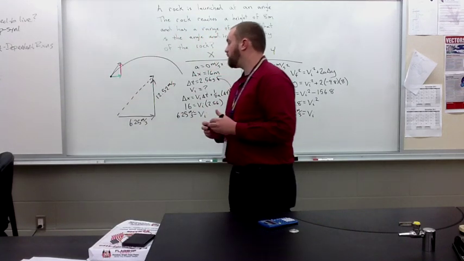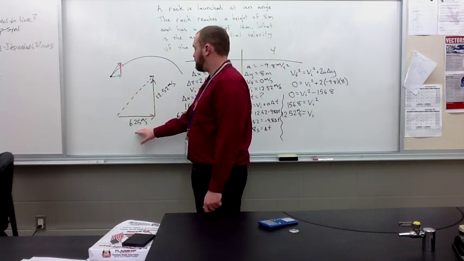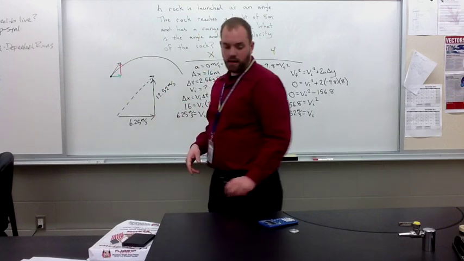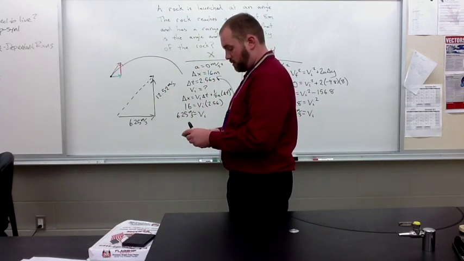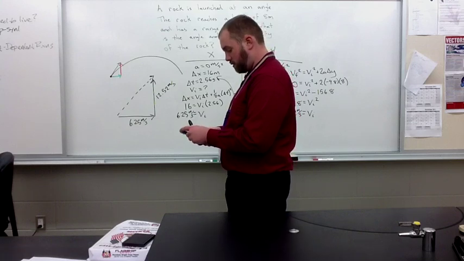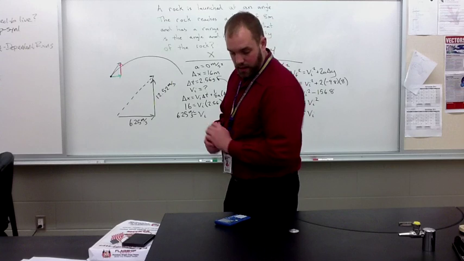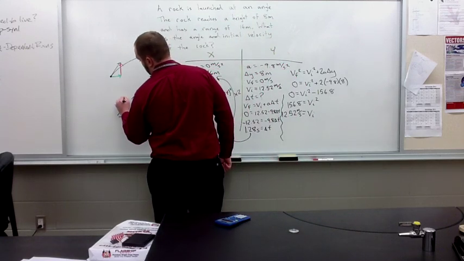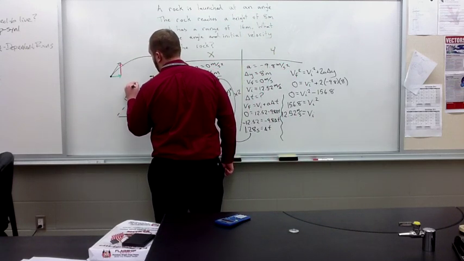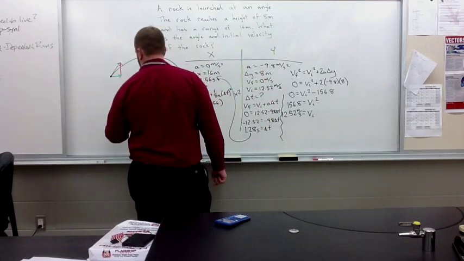You can use the Pythagorean theorem. A squared plus b squared equals c squared. Square this, add them together, take the square root. 12.52 squared is 156.8, plus 6.25 squared, and I get 13.99 meters per second.